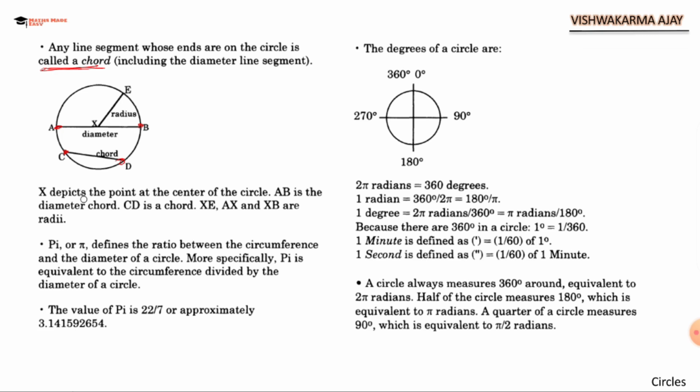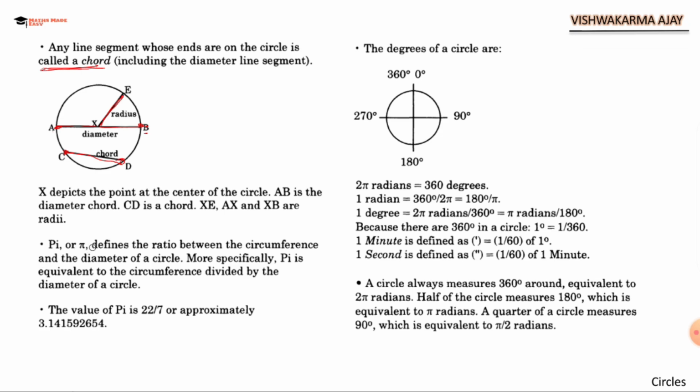X depicts the point in the center of the circle. AB is the diameter chord. CD is a chord. XE, AX, XB are radii. As you see here, these small lines are radii. CD is chord and AB is longest chord, that is diameter.